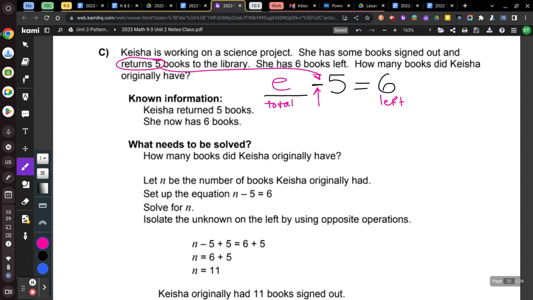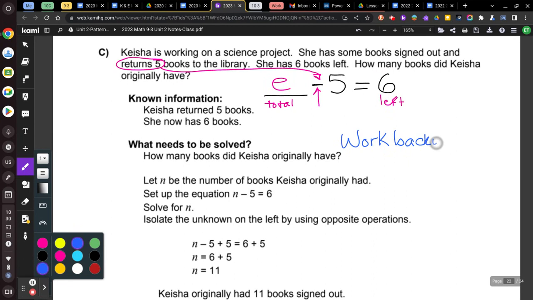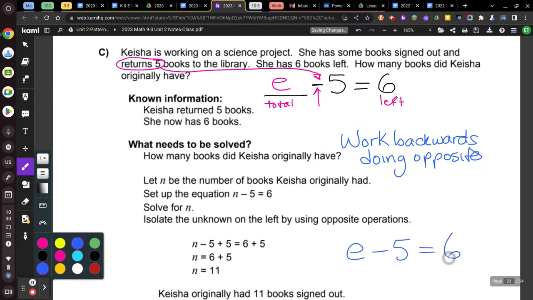Well, again, this is a work backwards kind of situation. What is the opposite of subtracting? Multiplying. Adding, right, exactly. So work backwards doing the opposite. Okay, so I'm going to rewrite my equation. I'm going to say E subtract 5 equals 6.